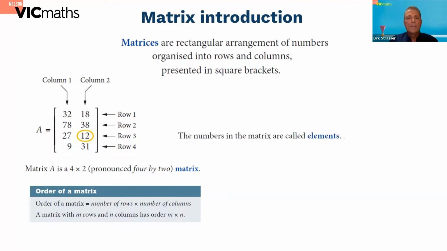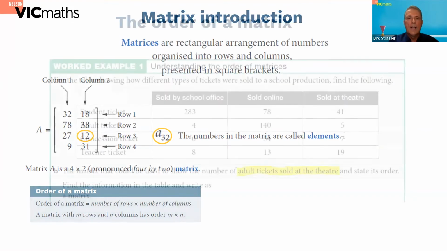The numbers in the matrix are called elements, and that particular one that I've got circled there is a32. So it's the element in the third row and the second column. You can see that we use lowercase a for the elements to locate them, and capital A for matrices. So the notation is important, obviously.